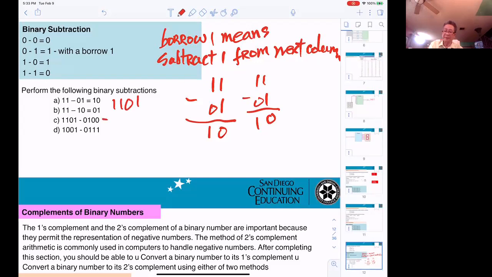Minus 0 1 0 0. So 1 minus 0, you get 1. 0 minus 0, you get 0. 1 minus 1, you get 0. 1 minus 0, you get 1. Okay? And the last one, 1001.